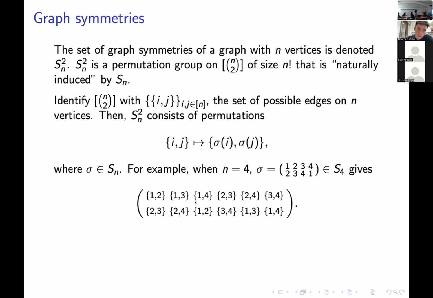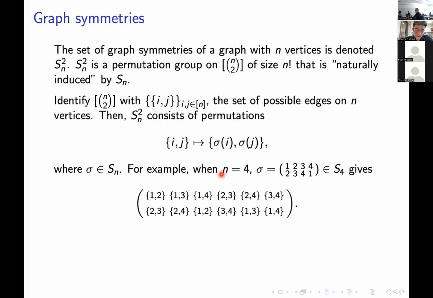So the set of graph symmetries of a graph with n vertices is denoted S_n^2. S_n^2 is a permutation group on [n choose 2] of size n factorial that is naturally induced by S_n. And it's defined in the following way. We identify [n choose 2] with the set of possible edges on n vertices. So that set has size n choose 2. Then S_n^2 consists of permutations that map edge ij to (sigma(i), sigma(j)), where sigma is an element of S_n.